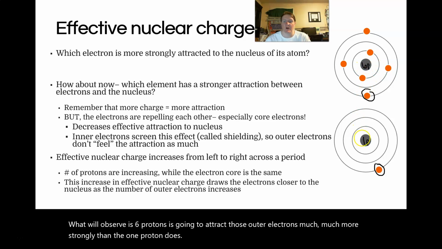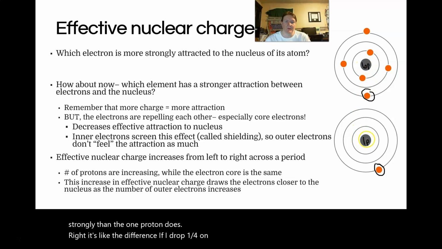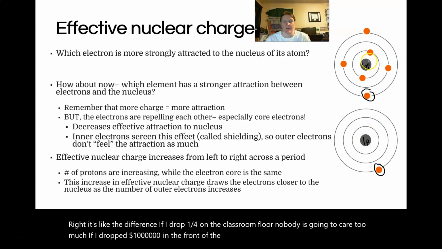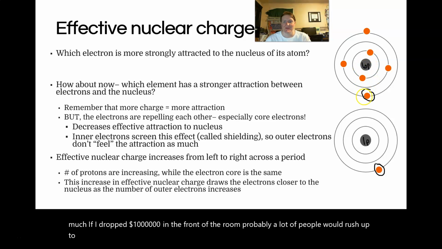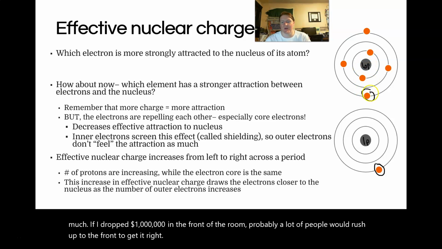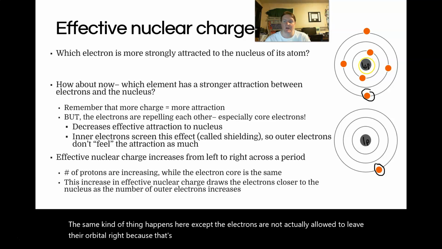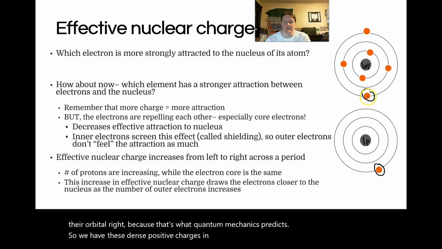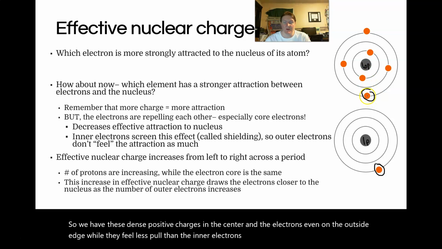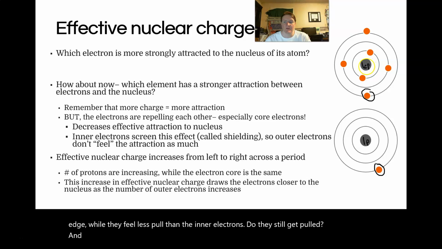It's like the difference if I drop a quarter on the classroom floor, nobody's going to care too much. If I dropped $1 million in the front of the room, probably a lot of people would rush up to the front to get it, right? The same kind of thing happens here, except the electrons are not actually allowed to leave their orbital, right? Because that's what quantum mechanics predicts. So we have these dense positive charges in the center, and the electrons, even on the outside edge, while they feel less pull than the inner electrons do, they still get pulled. And so the more protons you have in the center, the more this pull happens.